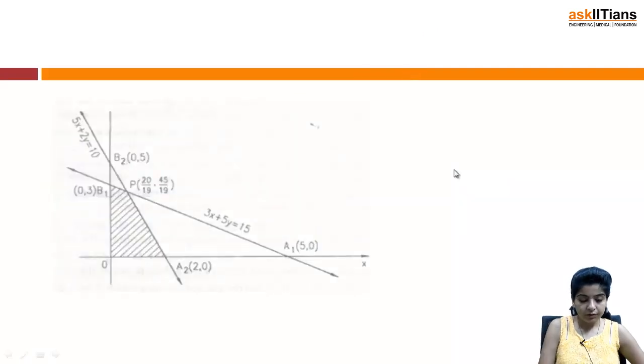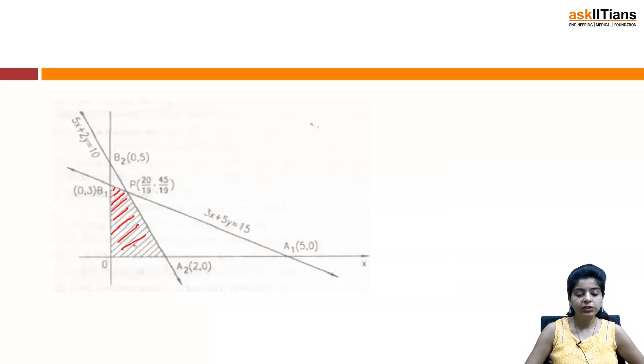Now let's have a look at the exact graph. This is what your exact graph will look like. So this is the common region that we have obtained. Once you have reached this common region, we have already discussed the corner point method and the fundamental extreme point theorem. So from that, we will now consider the values at the corner points of this particular region.